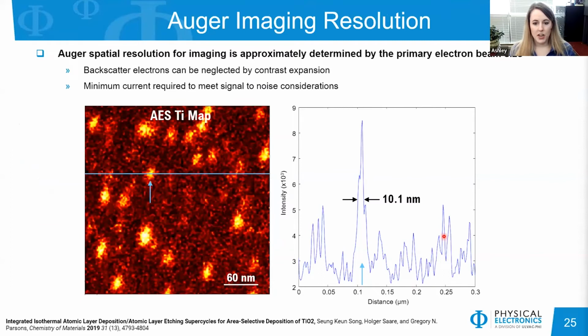For high spatial resolution elemental imaging, the choice of what beam energy to use is relatively straightforward. Spatial resolution for images is approximately determined by the beam size. So the conditions that I outlined on the previous slide for the smallest beam size, which would be high energy and low current, are optimal. This is because any backscattering contribution to the signal can be disregarded by expanding the contrast of the thermal pseudocolor image. And only enough current is needed in order to meet signal to noise considerations.